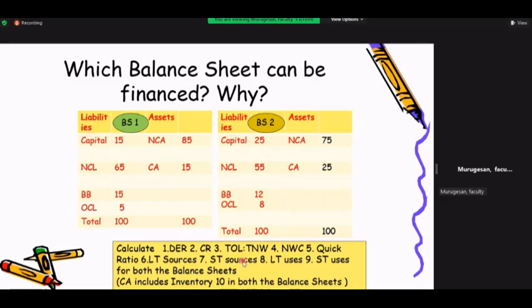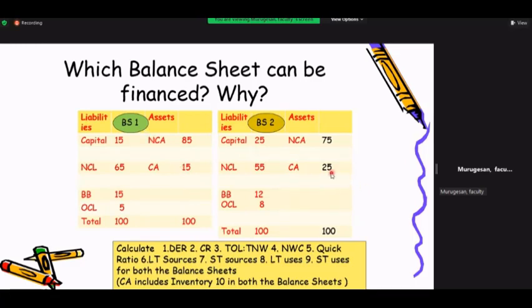LT sources, ST sources. Sir, can you explain the quick ratio? Quick ratio means quick assets. What are the quick assets? You cannot take the entire 15. Current assets are 15 minus 10, but they are given 5. So it is 5 divided by... bank borrowing you have to exclude. So 5 divided by 5, 1. The quick ratio in this balance sheet is 1.